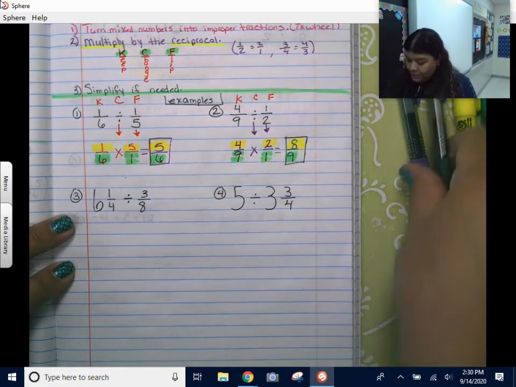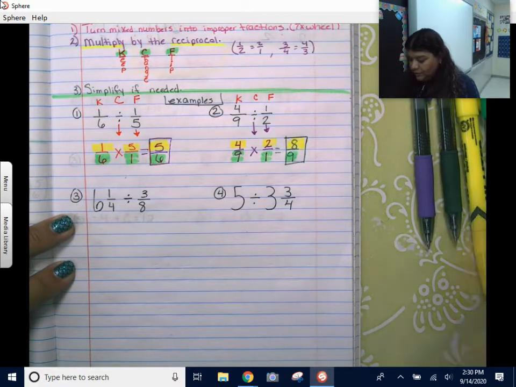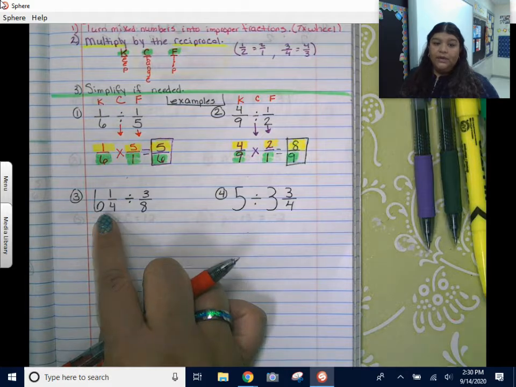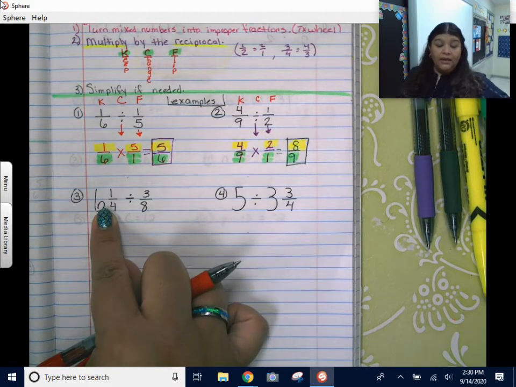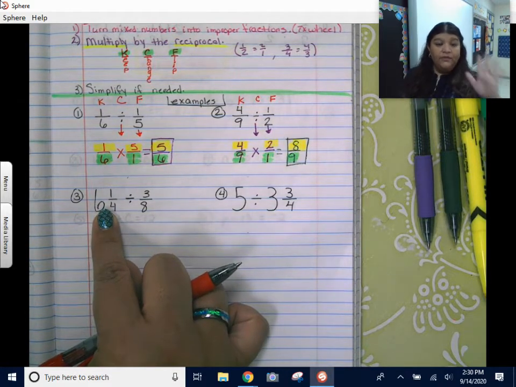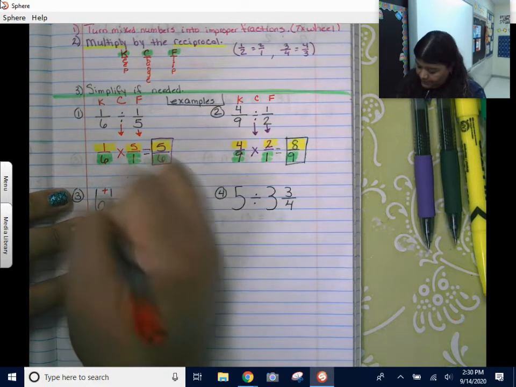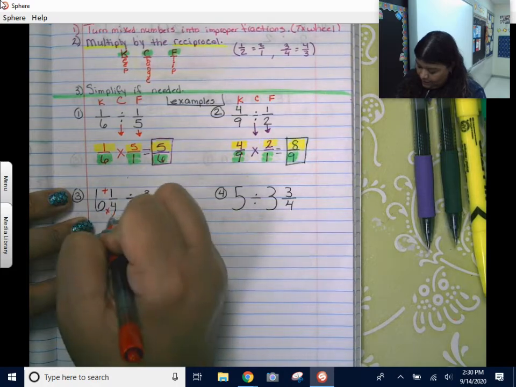Example 3, not step 3, example 3. Okay, step 1. Do we see mixed numbers or whole numbers? Right here we do. So before I can keep, change, flip, you have to change this out. So let's do our Texas wheel. There's Texas, and here comes the wheel.